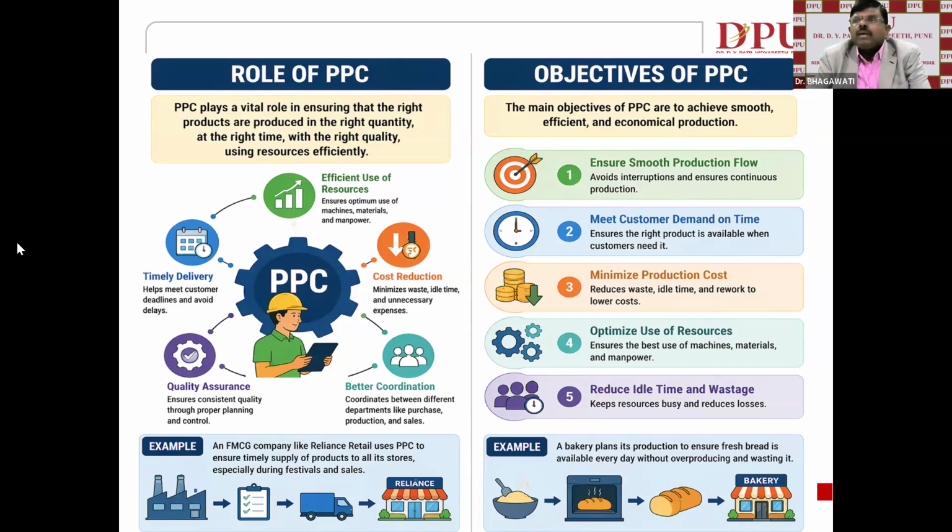The product should be available in the Reliance stores. Here, a bakery plans the production to ensure fresh bread is available every day without overproducing and wasting it. There should not be overproduction. There should not be wastages.